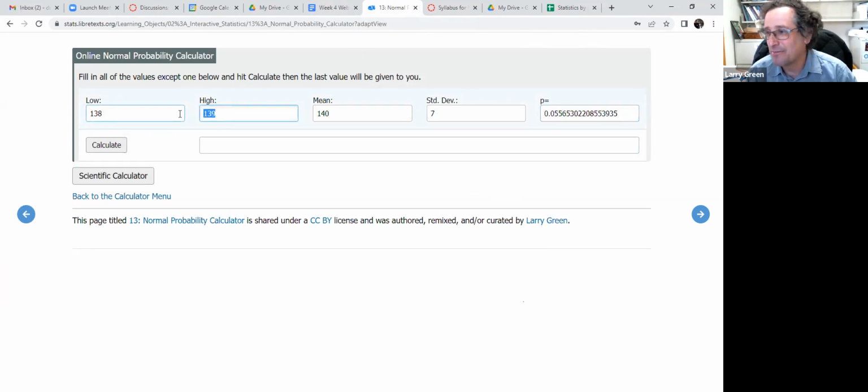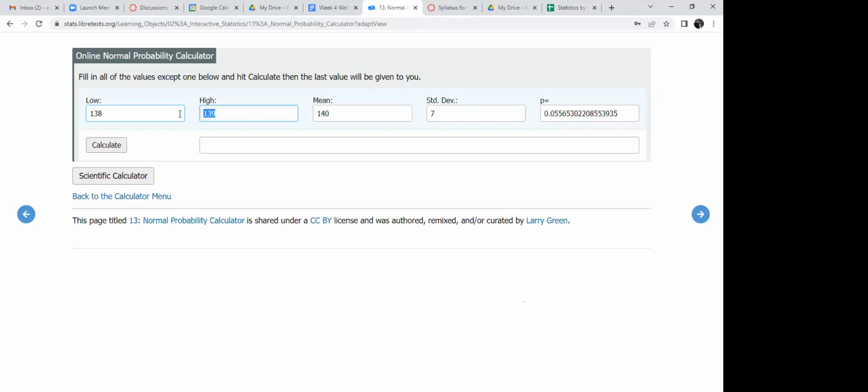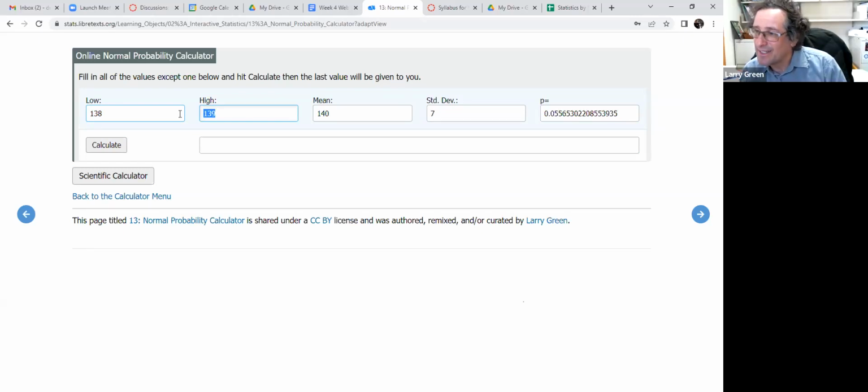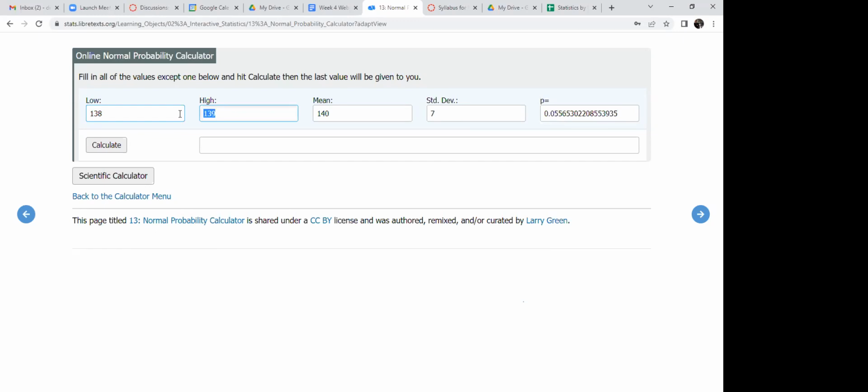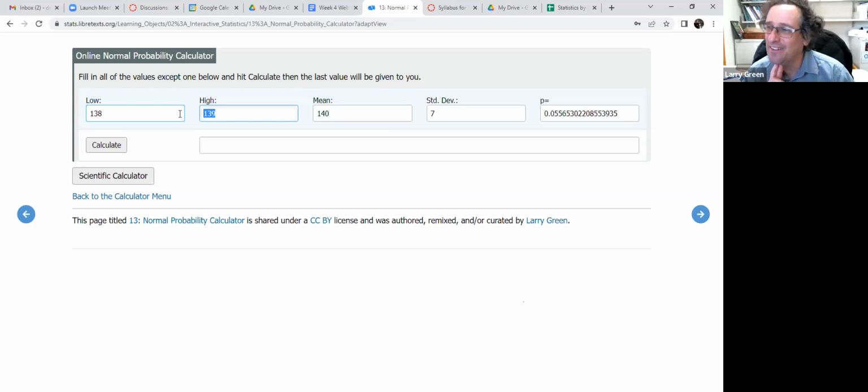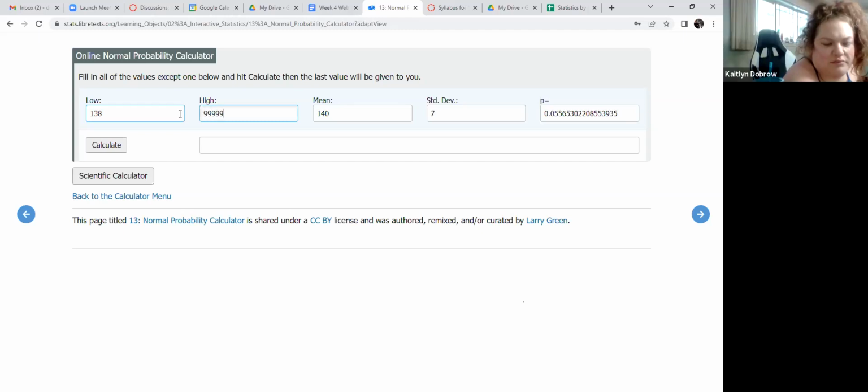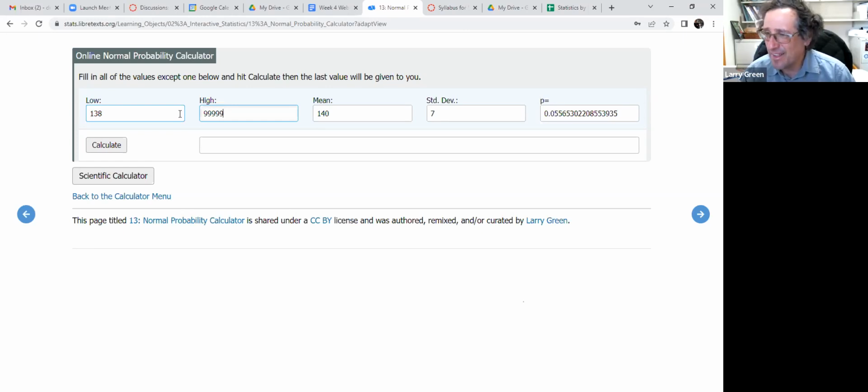Where does it end? 138 to 138 would be a 0 probability, by the way. That means you're exactly at that moment. What's the biggest number greater than 138? Five nines. Yeah, five nines. Okay. Does that make sense? So greater than 138 has no upper bound. You just put a bunch of nines in.